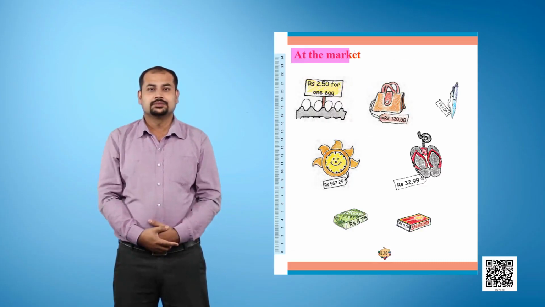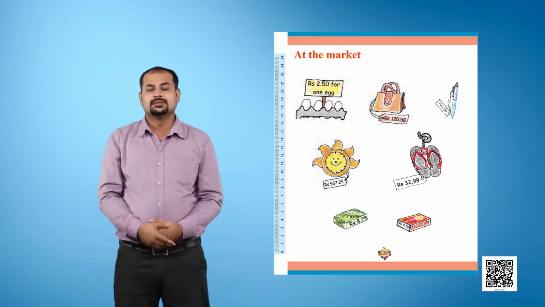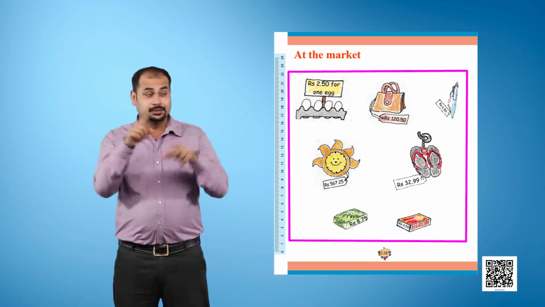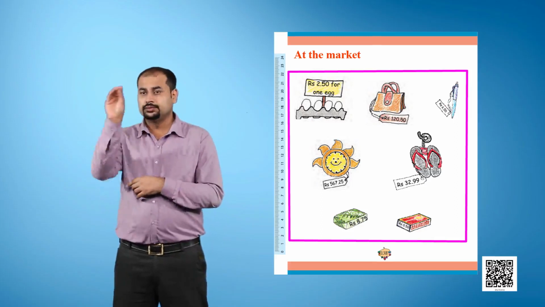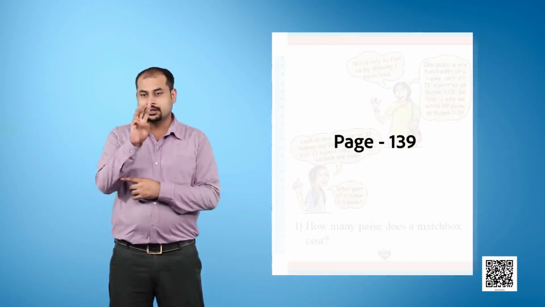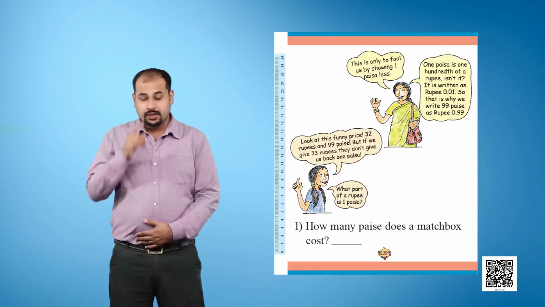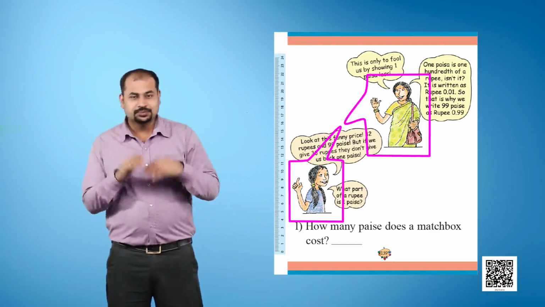At the market, we see many different items with their price tags displayed in the market. Page 139. A girl and a woman are conversing with each other.